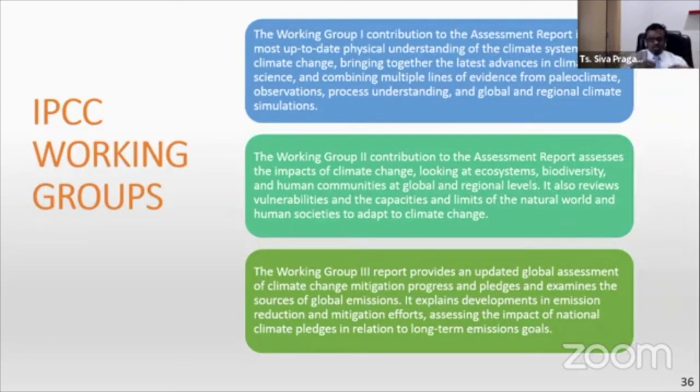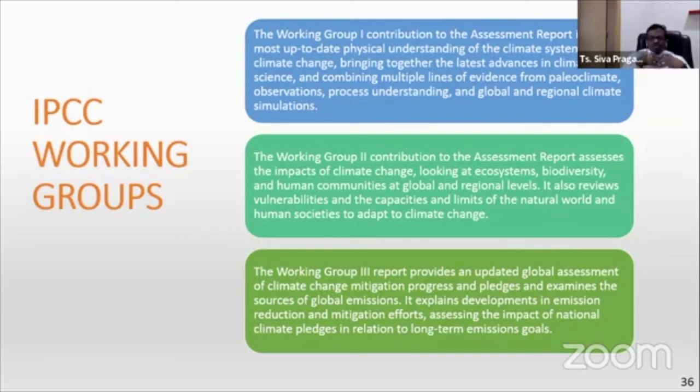And the third group, right? This may not be scientists. These are people like us, like engineers. I mean, some of you are scientists. We are like engineers and so on. So the working group three, what they do is they provide the updated global assessment and they find mitigation, like how to reduce it. So that's what we do, right?